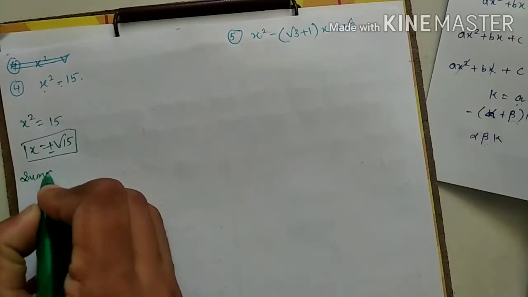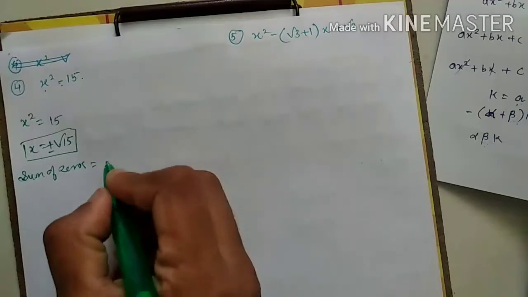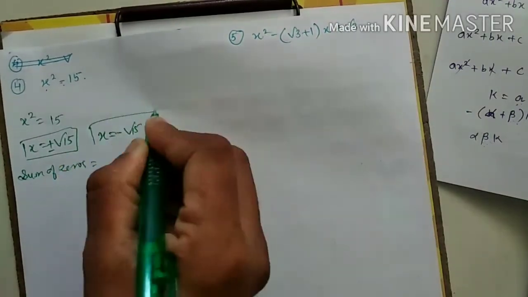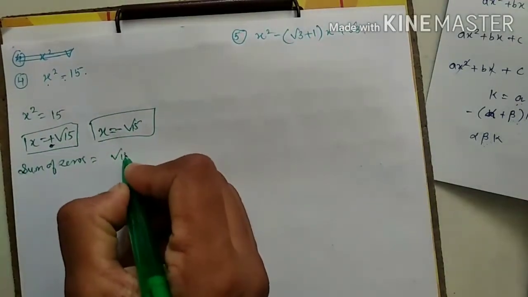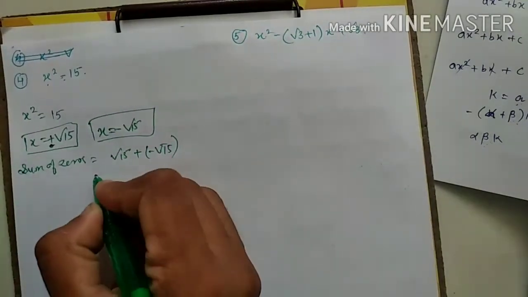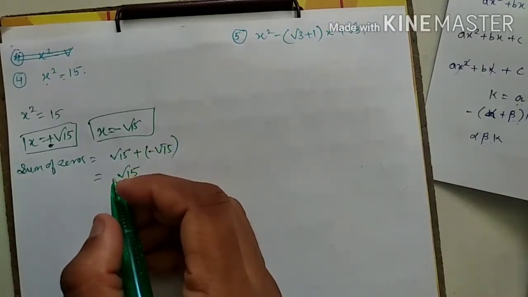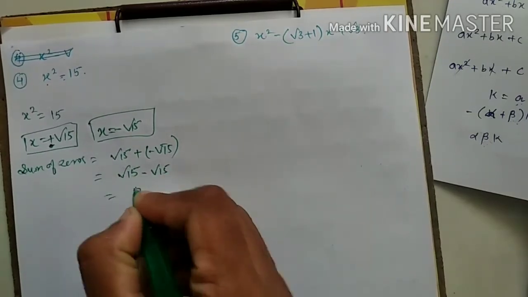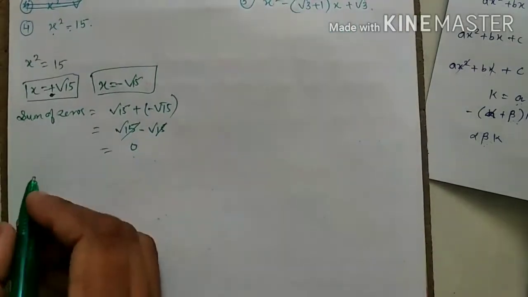Now the same process you can do. Sum of zeros. This is a sum of zeros. So it means alpha and beta. You can write 2 terms, negative, or you can write like this, positive. Correct? 2 terms. So add your terms. Plus root 15 plus minus root 15. So what you are getting? Root 15 minus root 15. What you are getting? 0. Positive, negative, cancel. Correct? So sum of zeros you are getting as 0. Now come to the product of zeros.